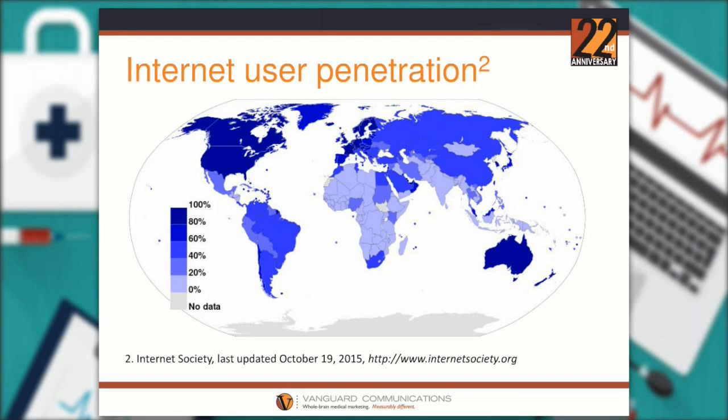As you can see here, the world is very densely populated with people with internet access. The darker colors represent countries with higher densities of internet users, and the lighter colors are those, of course, with lower densities of internet users.